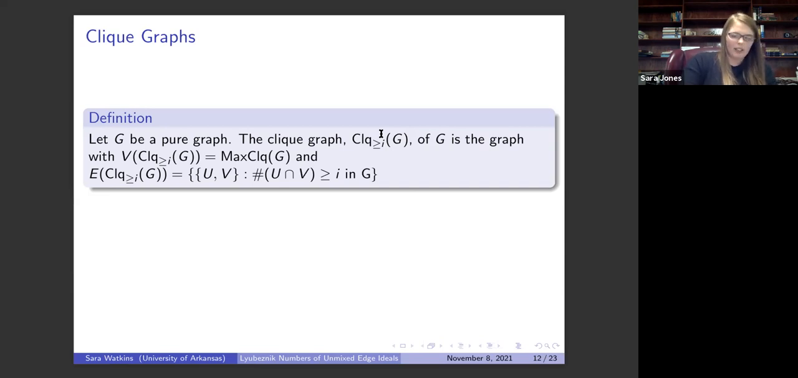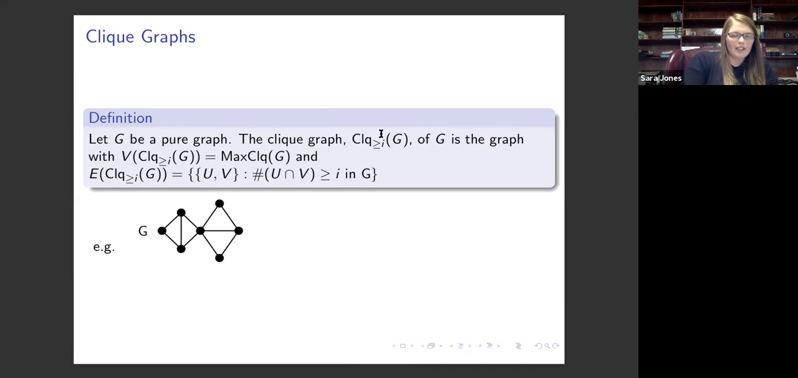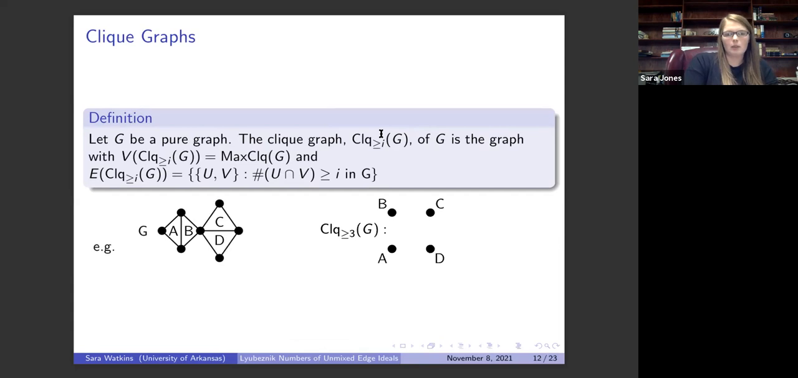Again, we'll look at an example of this to get a better understanding of it. Say this is our graph, graph G. We have four maximal cliques, A, B, C, and D. And so we already see that the clique graphs are going to have four vertices. We mentioned that there's going to be a vertex for every maximal clique in your graph. So we have four vertices. And then notice here, this is the greater than or equal to 3 clique graph. So it has an edge every time that the pair of vertices representing maximal cliques in your graph has an intersection of size greater than or equal to 3.